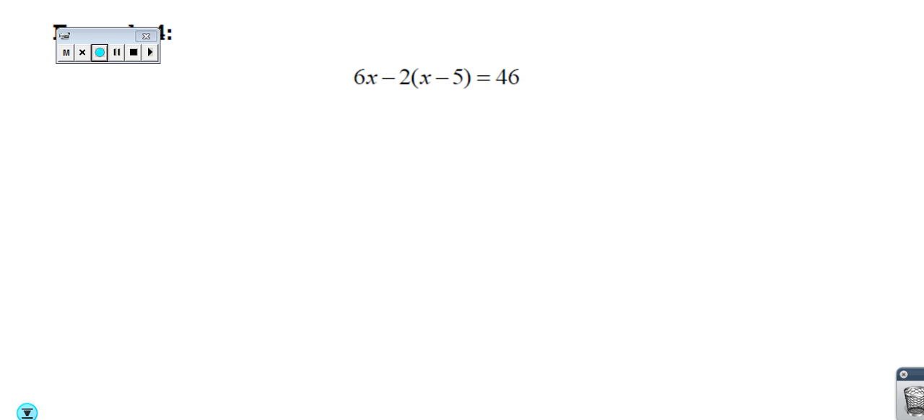Moving right along to example 4, again I see distributive property, so I'm going to distribute negative 2 times x, which just gives us negative 2x. And then I have negative 2 times negative 5, so a negative times a negative gives us a positive. 2 times 5 gives us 10. Everything else we just need to bring down.